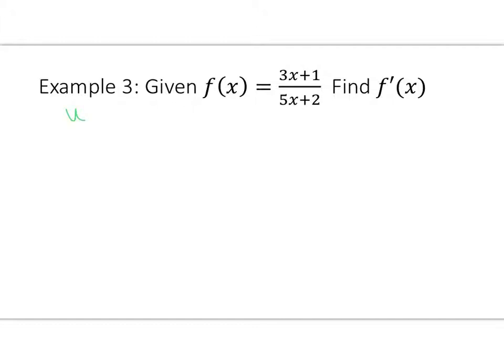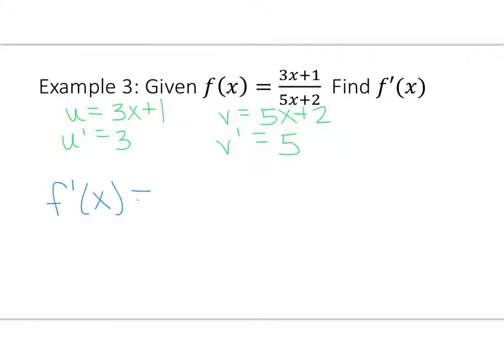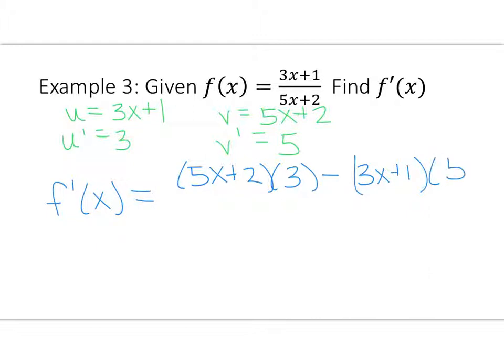So I'm going to say u is the upper function, which is 3x plus 1, and the derivative of that is 3. I'm going to say v is my lower function, 5x plus 2. The derivative of that is 5. So now, when I find my derivative, f prime of x, I have to remember to yodel. So it's low times the derivative of high minus high, 3x plus 1, d low, which is 5, all over low, 5x plus 2, squared.